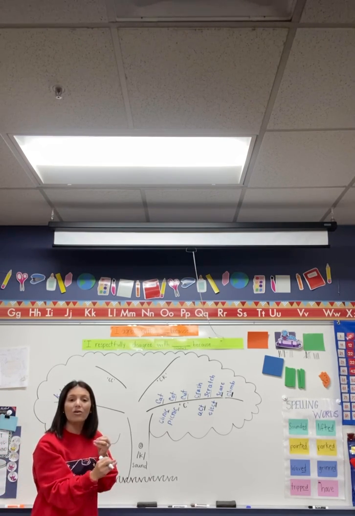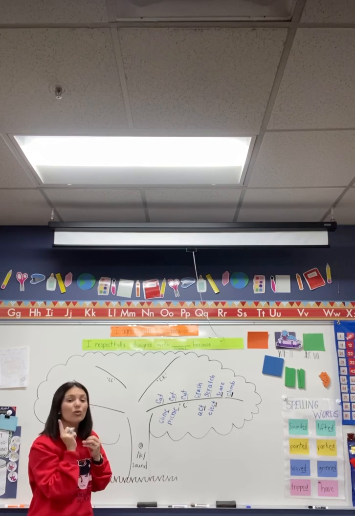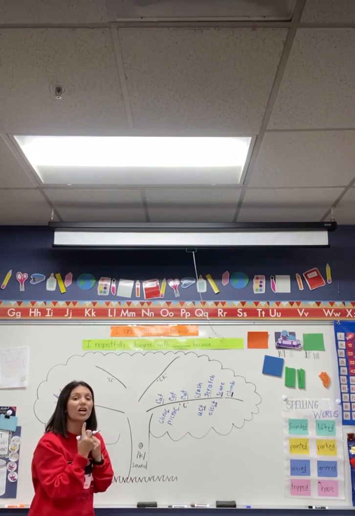Remember, long vowels say their name: A, E, I, O, U. So every time you see a vowel, or you hear a vowel say its name, it's a long vowel. And if there's a K after it, you know that it's going to be the K spelling.